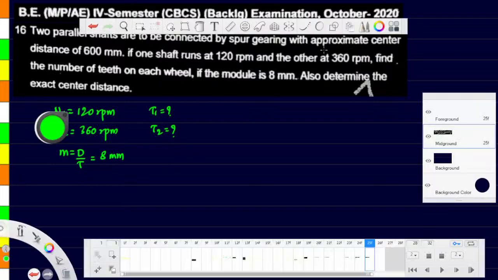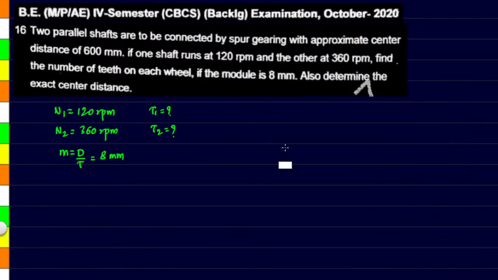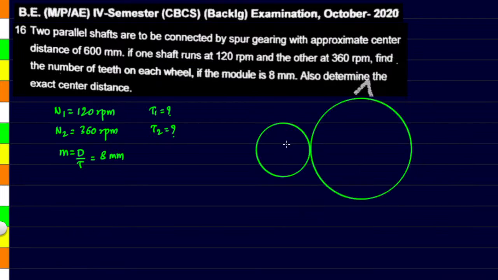Okay, so let's go ahead and see how to solve this problem. Let's say we have one gear and the second gear, and the approximate center distance has been given to us. We are supposed to find the exact distance.